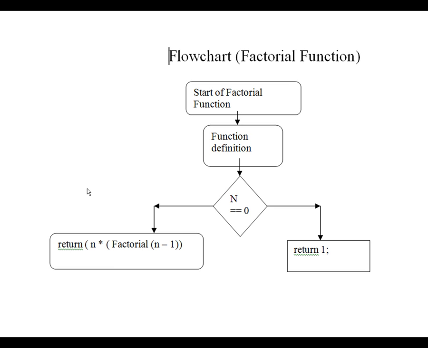As long as you have a positive number that you call the factorial function with, this function keeps calling itself. This is the concept of recursive calls. The only way you get out of this function is by return of 1.